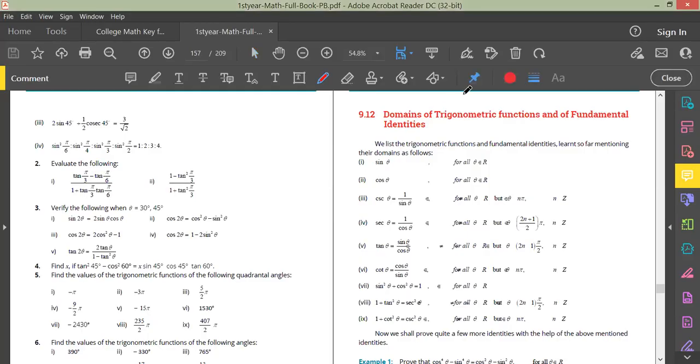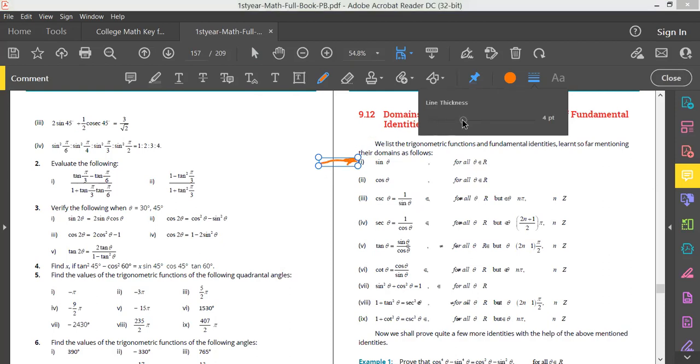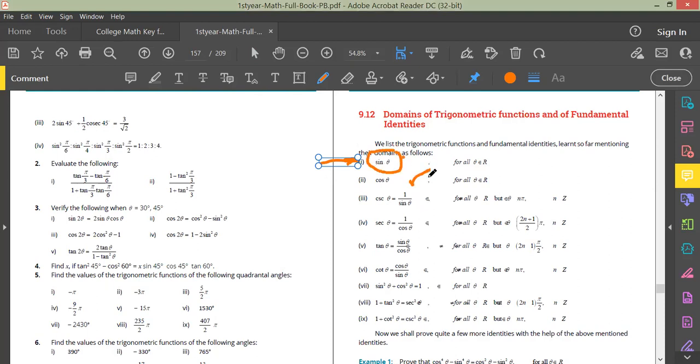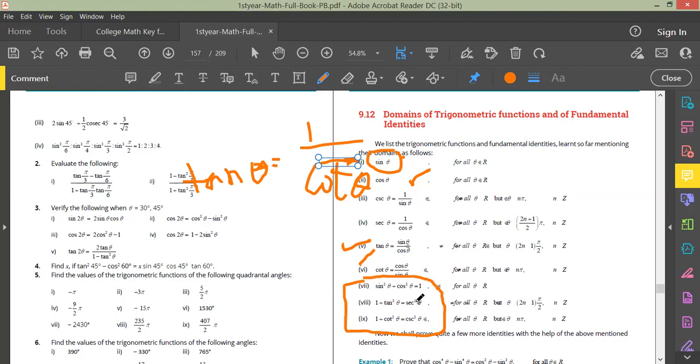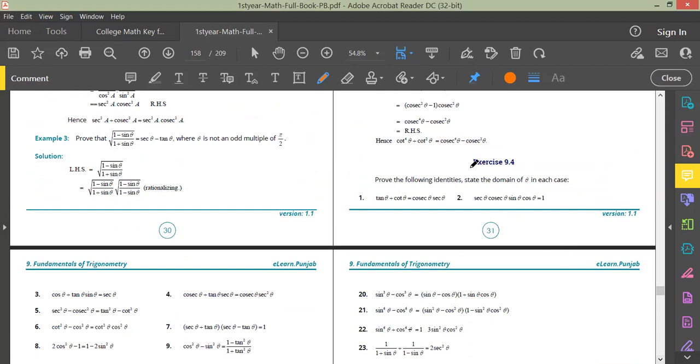You can look at these formulas. Cosec is 1 over sine. Similarly, secant is 1 over cos. Similarly, tan theta is equal to sine theta over cos theta, and inverse of tan is cot, so you can write cot as cos over sine. You can also write tan theta as 1 over cot theta, and cot theta as 1 over tan theta. These are three fundamental identities: sine square theta plus cos square theta is equal to 1, 1 plus tan square theta is equal to secant square theta, and 1 plus cot square theta is equal to cosecant square theta. Next, we will do our exercise, which is 9.4.